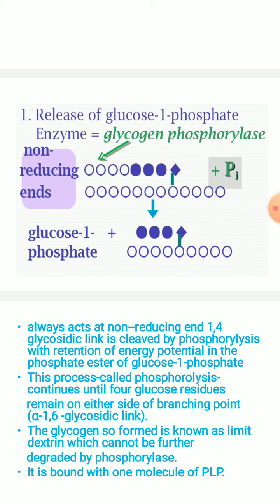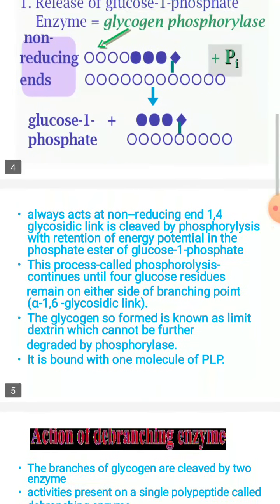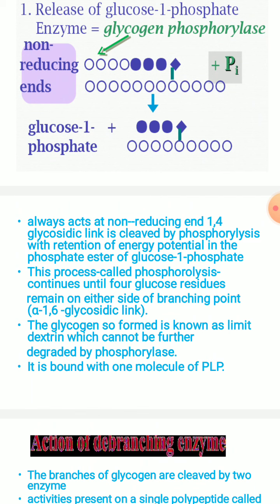So this phosphorolysis process is going to continue until 4 glucose residues, you can see in this slide, 4 glucose residues remain on either side of the branching point, that is at the 1,6 glycosidic bond or the glycosidic link on either side of the branching point, that is called the 1,6 glycosidic link.